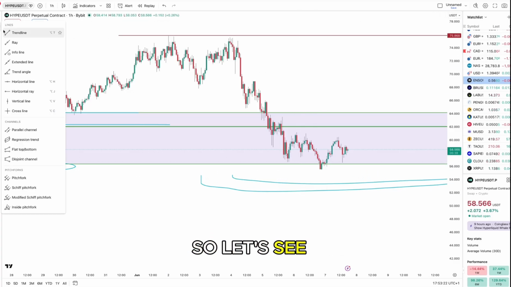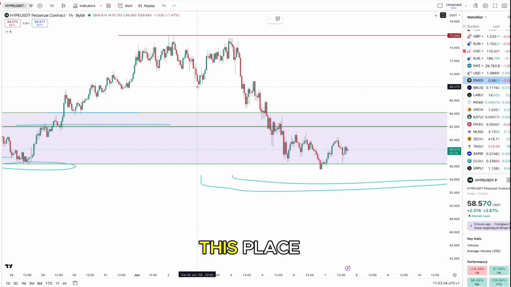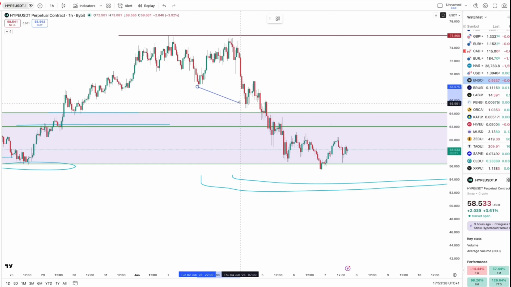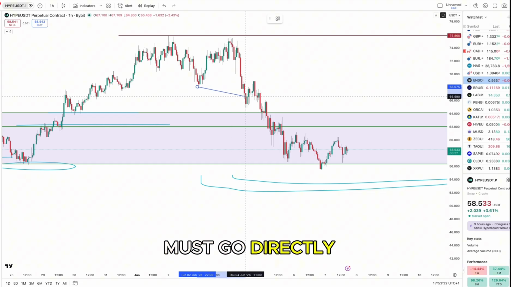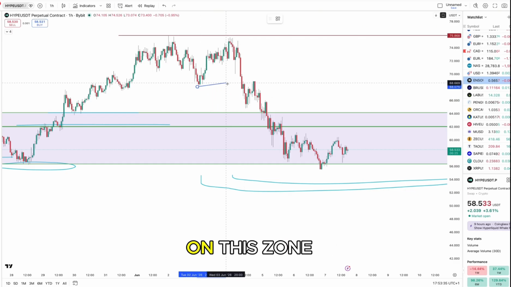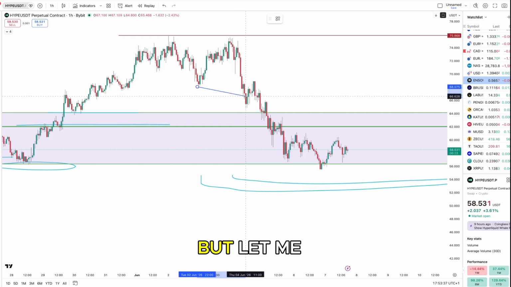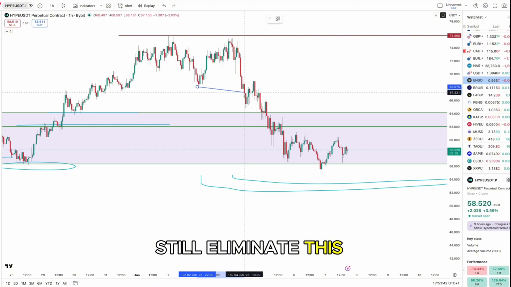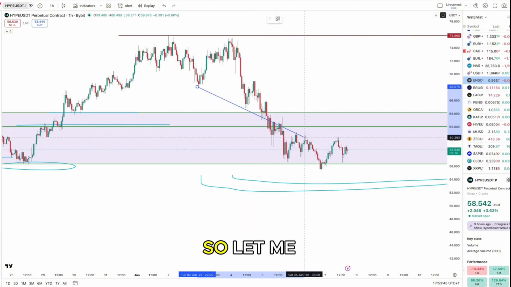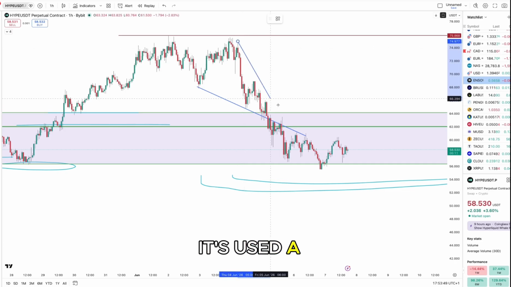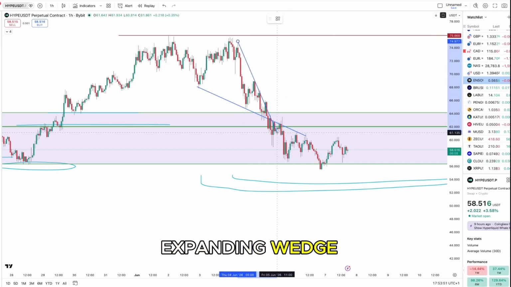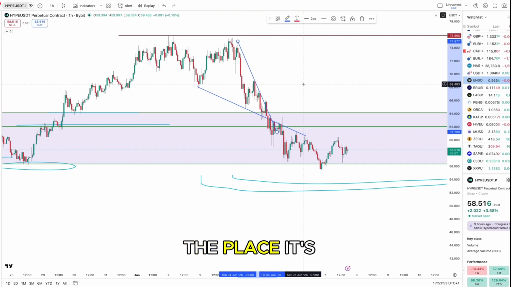So let's see the chart pattern we used on this place. Let me just draw. Remember, if you're drawing a chart pattern, the chart pattern must go directly to the first low on this zone, which is this area. But let me stay here because I can still eliminate this if I go to my higher time frame. So let me see something like this. Let's see if it used a wedge. It can use an expanding wedge or normal wedge to get to the place it's going to.